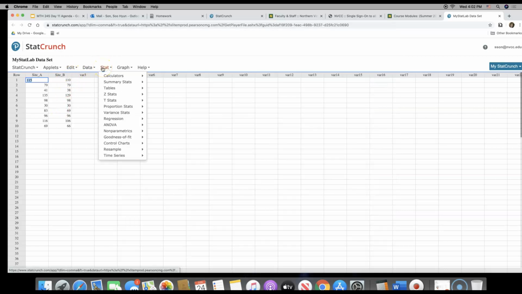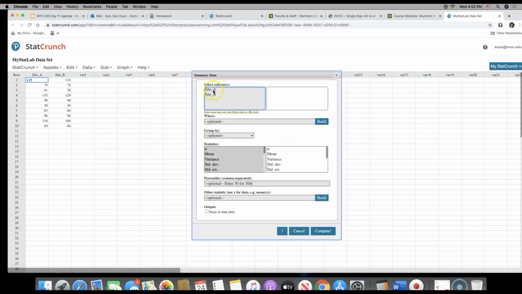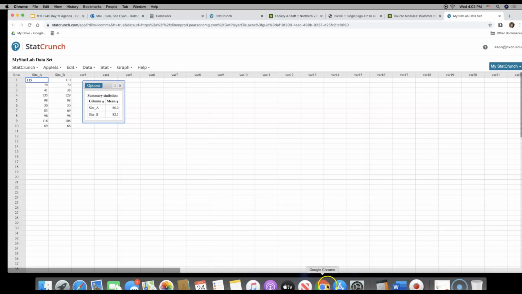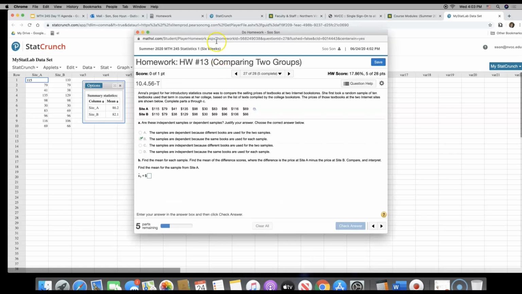So take a look. We do Stat, Summary Stats, Columns, right? Summary Stats, Columns. Click on both site A and site B at the same time. I'm holding down my command button. I want the mean for both of them. So what I got is this output table right here. And let me go ahead and bring up my homework so that I can type these answers in.